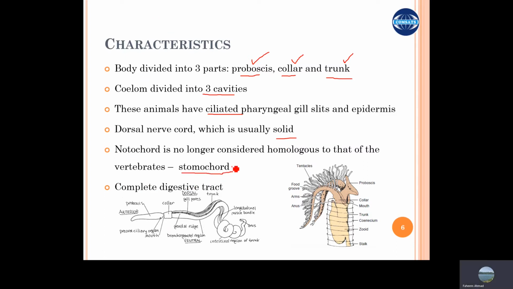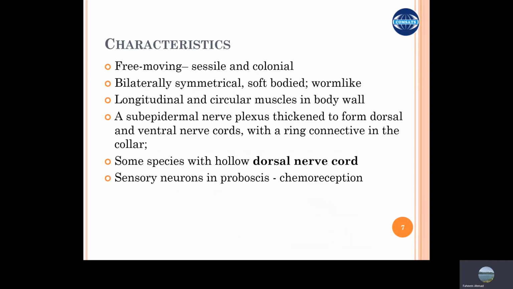So basically the stomochord is part of the digestive system or part of their stomach, and it's basically an extension into the collar region and towards the proboscis, which attaches these three parts together. So that is why it was misunderstood earlier as a notochord, but still we consider it as an analog of the notochord. In the lifestyle, these animals could be free living or sessile.